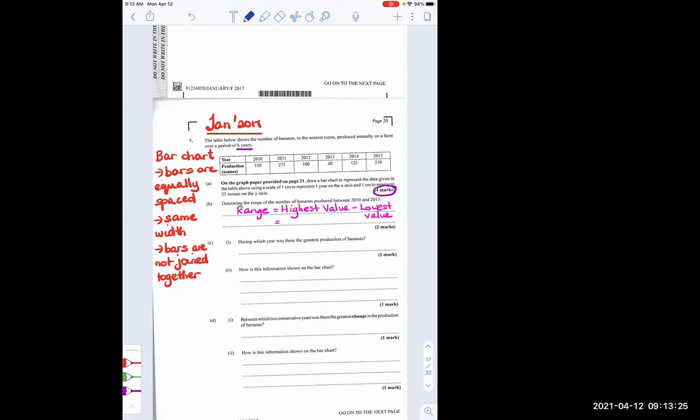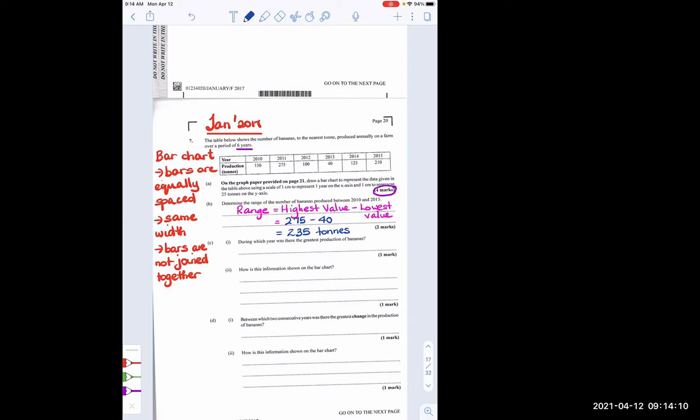All right, Malik, what is the highest value? The highest value would be 275. And what is the lowest value? 40. And what is the difference between those two numbers? It would be 235. 235 tons. Sorry, 235 tons. Right? So you need to put the units because it is not apples or bananas or cherries, right? So the production is in tons. So the answer is not 235, it is 235 tons, right?